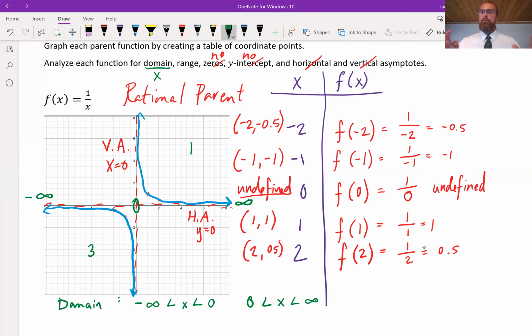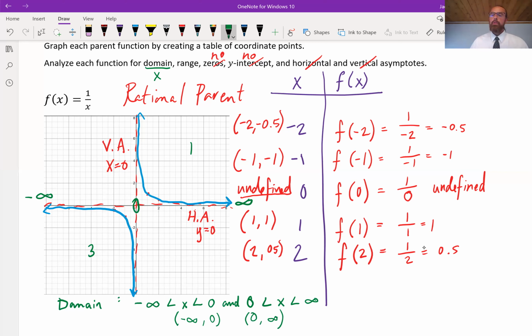Now we have two branches. So the word that we would put in between them is the word and. Why can't we just put them both together? Good, the vertical asymptote's in between those two branches. That makes us have to have two separate parts. Now let's write that in a more efficient way with the interval notation. So parentheses, negative infinity, comma 0. And then we'll deal with that word and in a moment. So I'm going to pick up the second part, parentheses, 0, comma infinity.